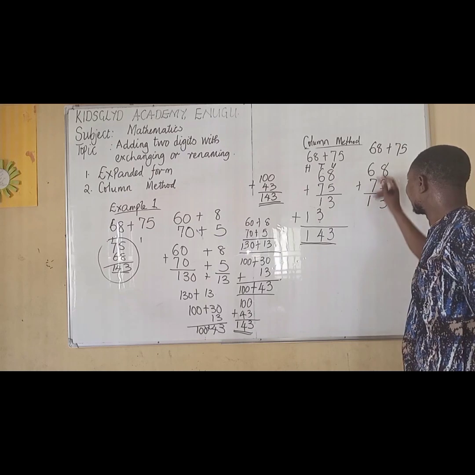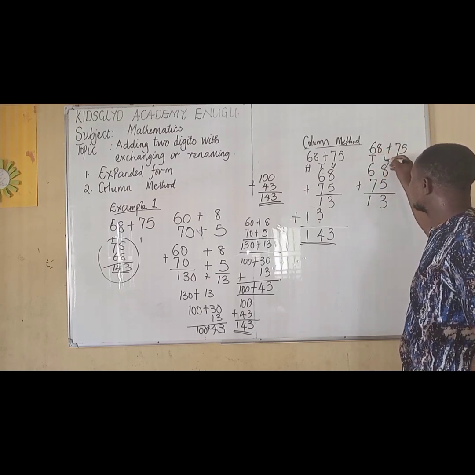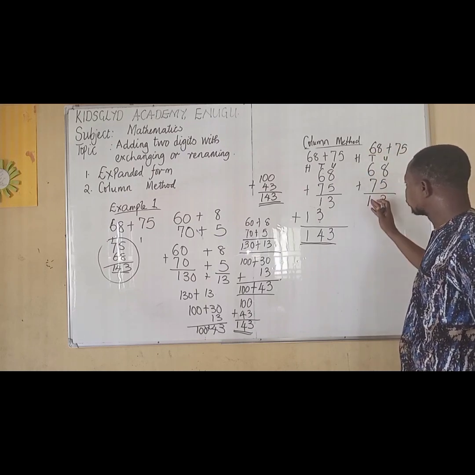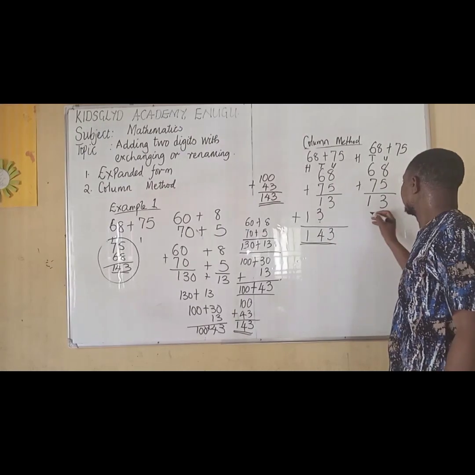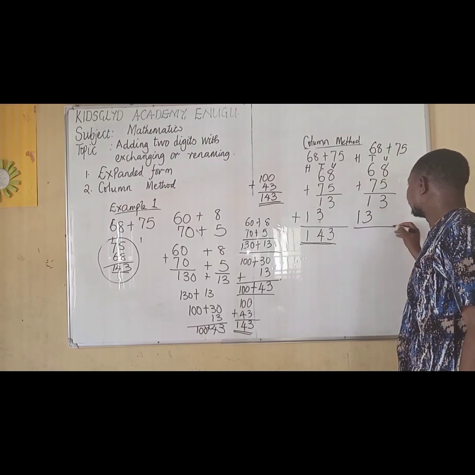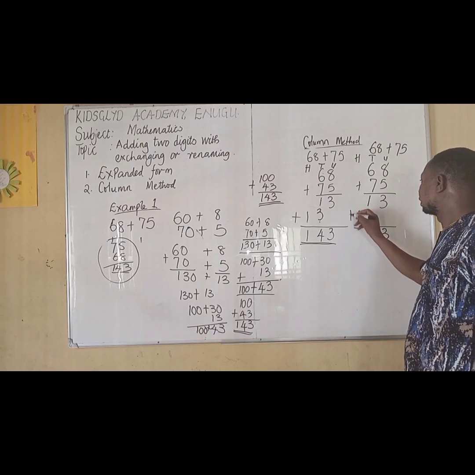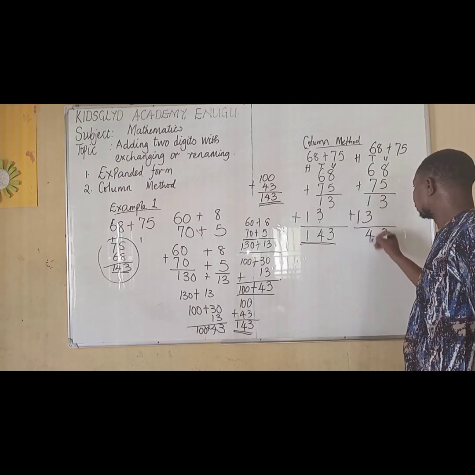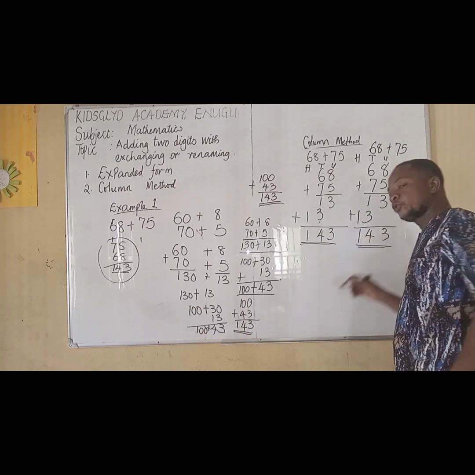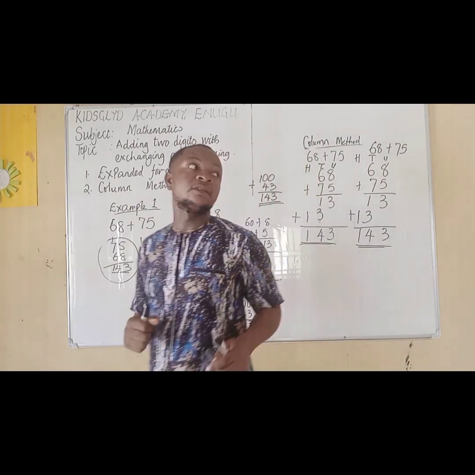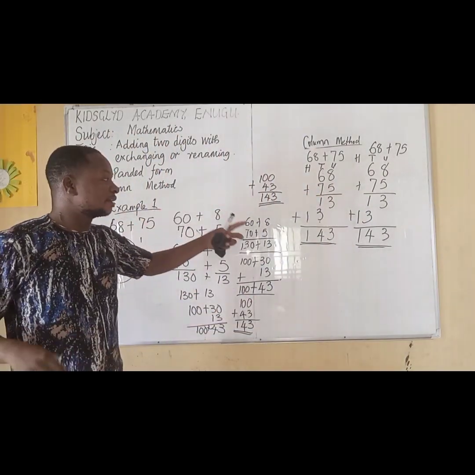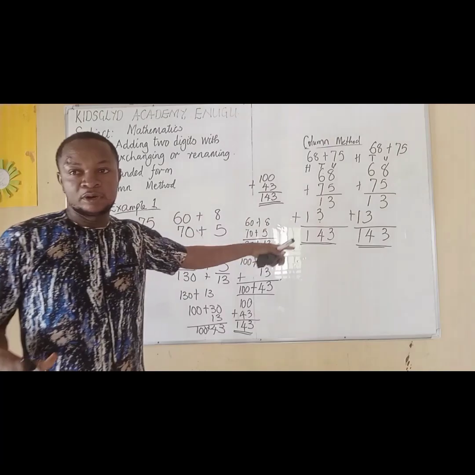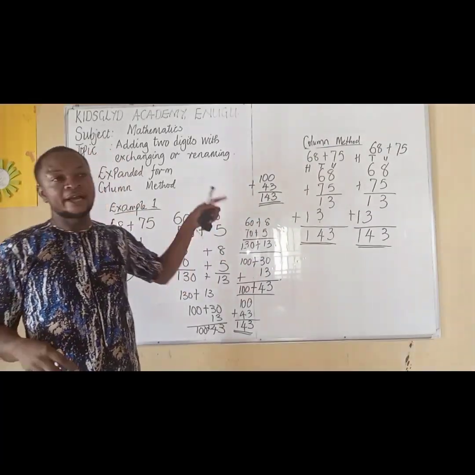Now, this one, we are working under the unit because you see here is tens and unit. So, this one is under unit. So, the answer we have to start from the unit. 13. So, from here we bring down your 3. 1 plus 3 is 4. Bring down your 1. So, it still gives us the same answer. So, this is what we have been doing here. I believe that with what I have just done now, you understand this more than what I did earlier.